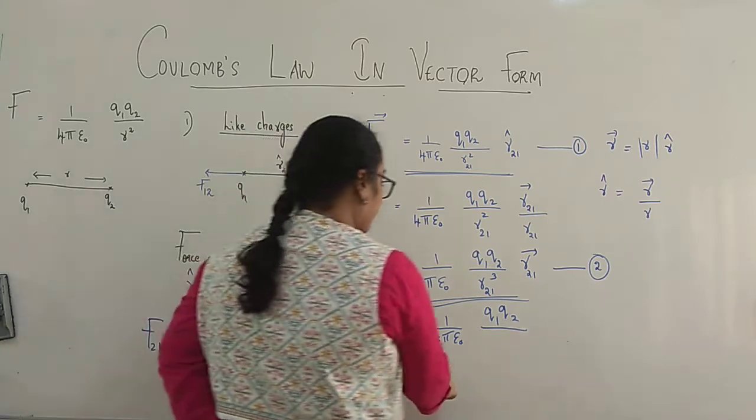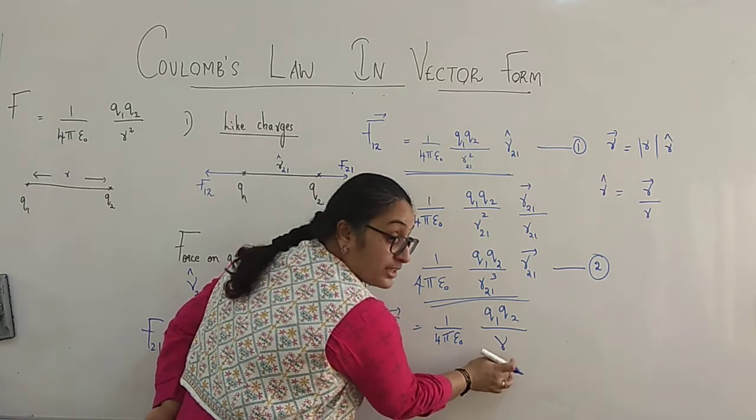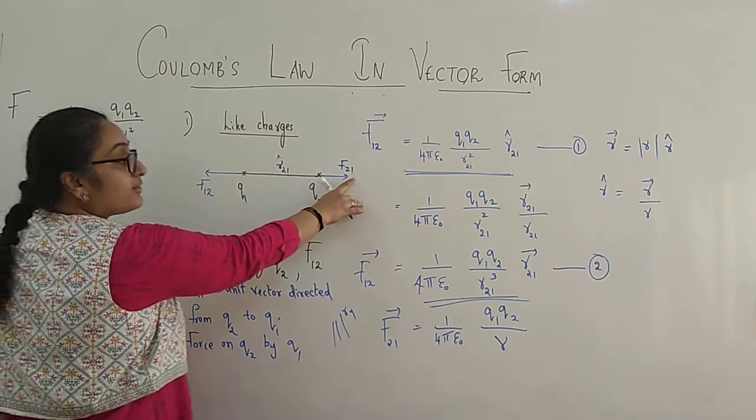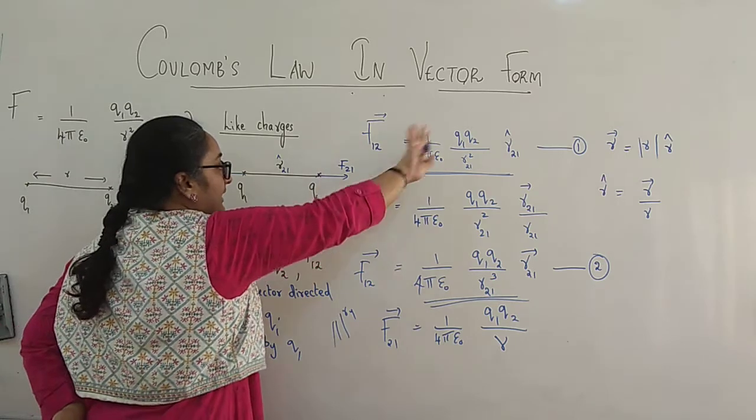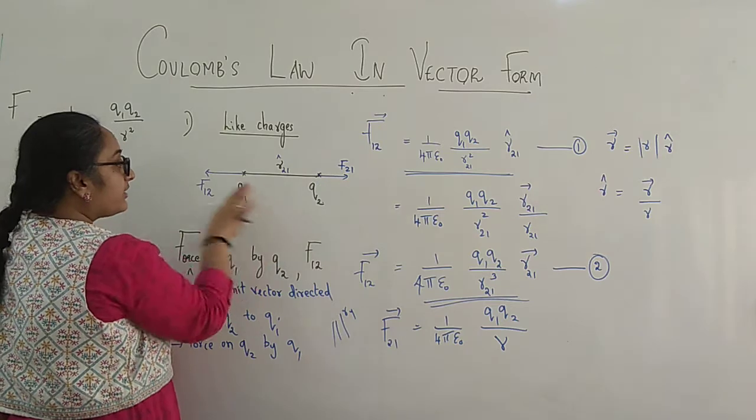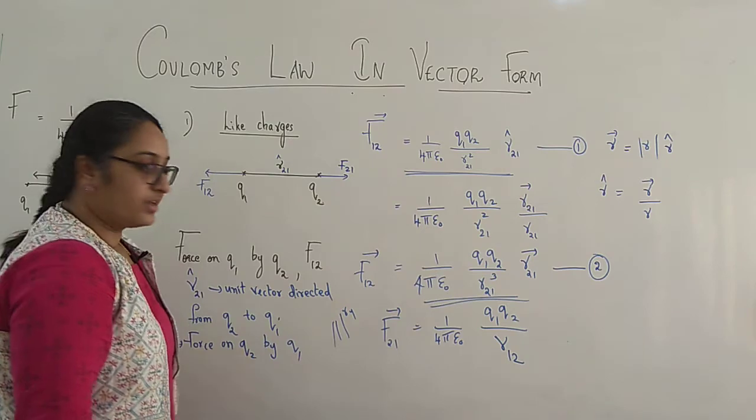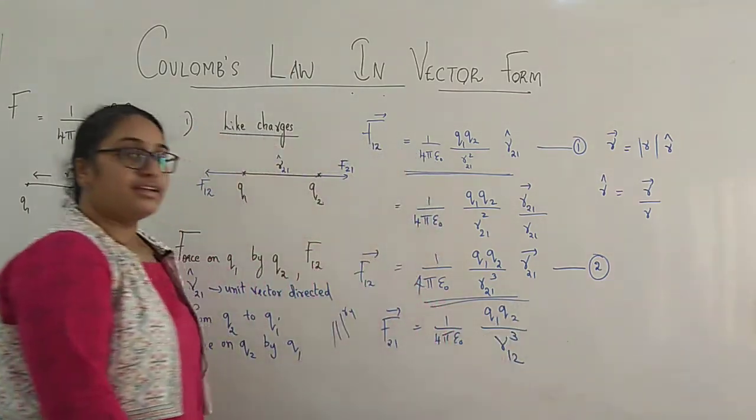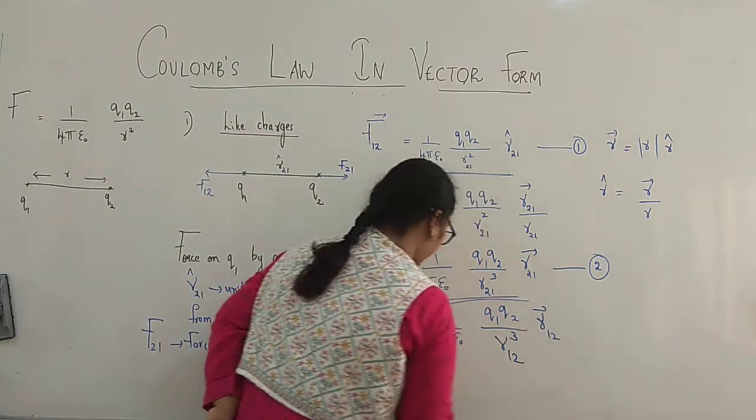So F21 vector is 1 by 4 pi epsilon naught Q1 Q2 by R. Let's look at what suffix we have to write here. Let's look at the direction of F21. It is directed from Q1 to Q2, so it is in this direction, opposite to F12. So F21 is now directed from Q1 to Q2. So you would have seen that I have changed R21 to R12. Now here also the R21 vector becomes the R12 vector.